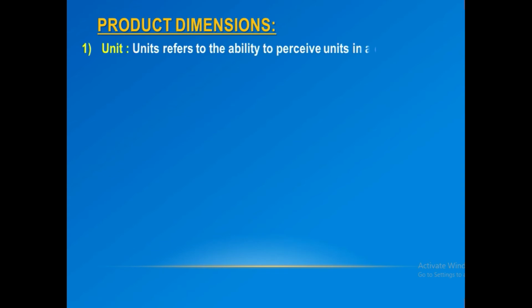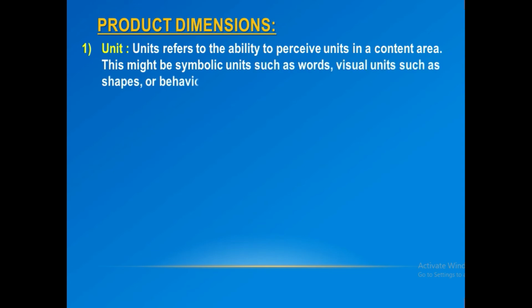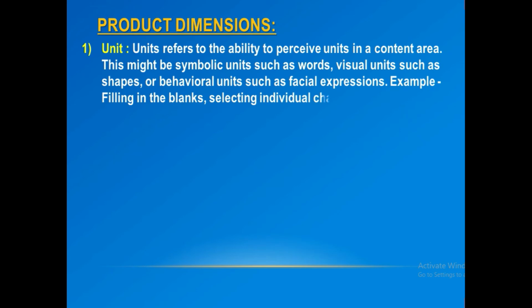Unit. Unit refers to the ability to perceive units in a content area. This might be symbolic units such as words, visual units such as shapes, or behavioral units such as facial expressions. Now what is the example? Filling the blanks, selecting individual characteristics of human beings, etc.